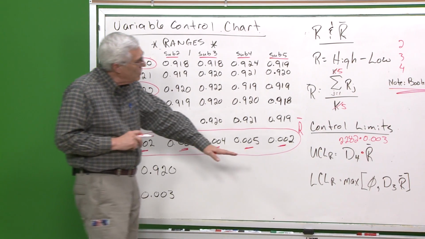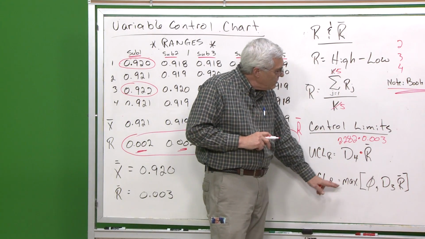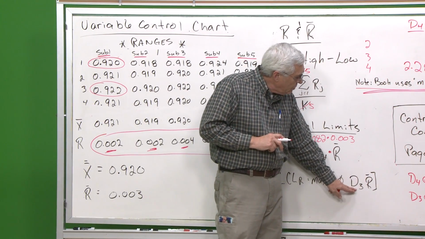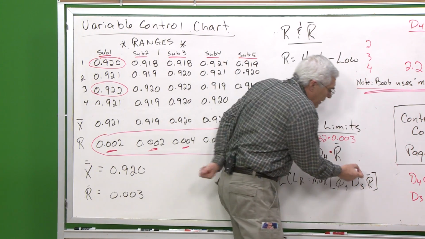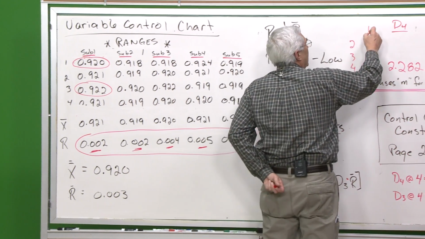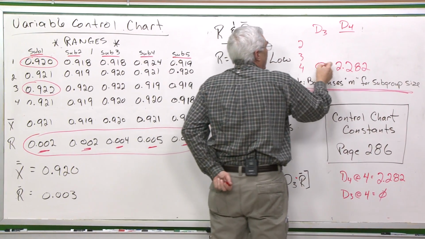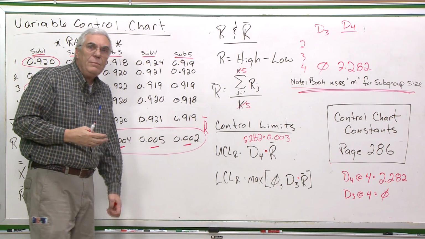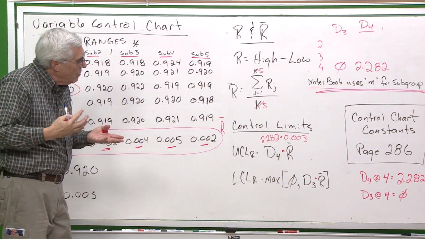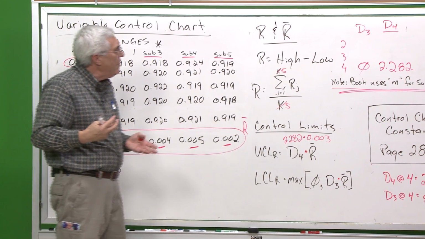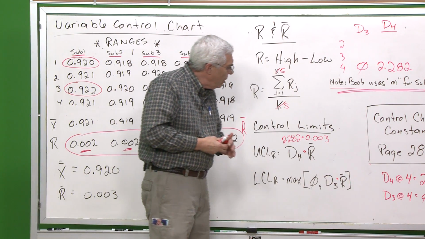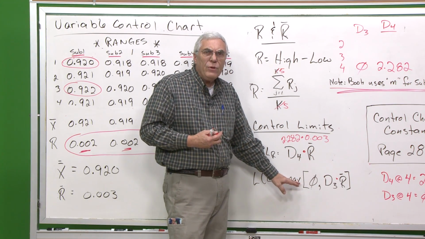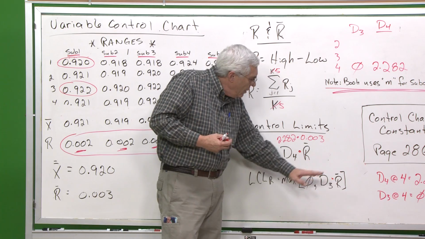Then, this looks a little different to you. Notice this says max of 0, comma, D3 times R bar. The D3 value for a set of 4 is 0. So obviously it's going to be 0 times 0.003, but it may not always be 0. What this is saying is, take the maximum, whichever is larger. Either use a 0 or use this value.